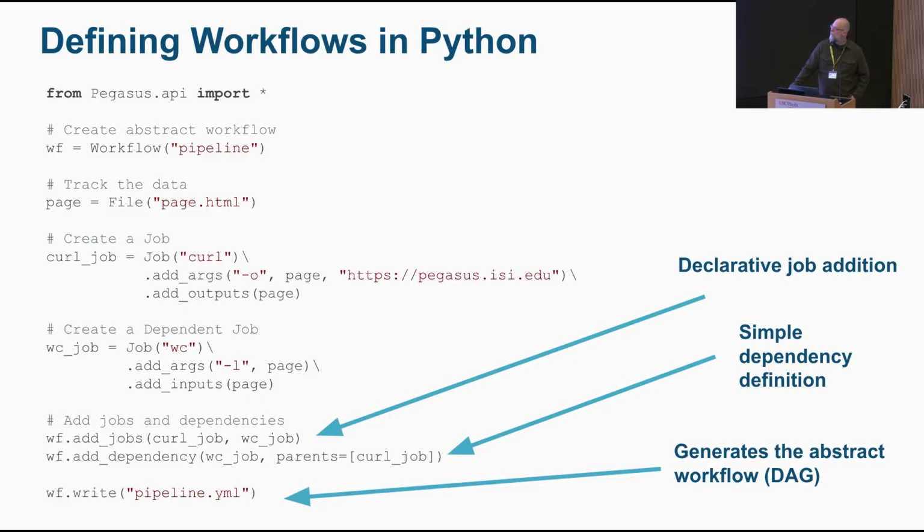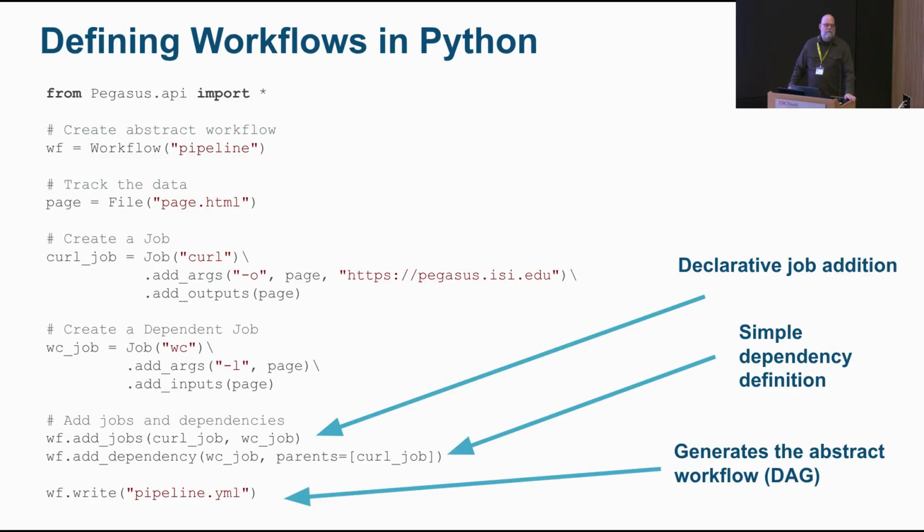So we're using the curl command in the first job. Then we pass that file, the output of curl, into the second job, which is a word count, or wc, command. And then at the bottom, you will see how we're adding the jobs to the workflow, and then we add dependencies. So we explicitly say what the parent-child relationship is between those tasks.